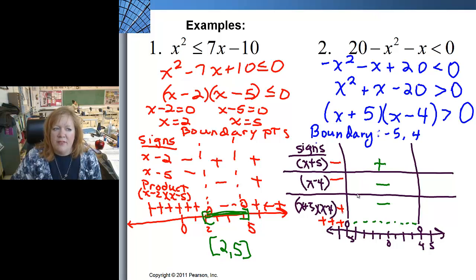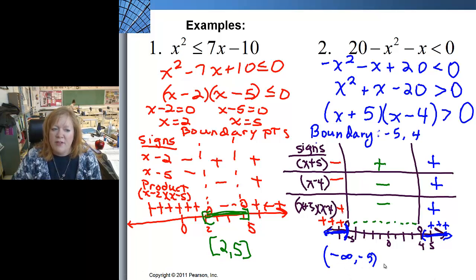Put in a 5. 5 plus 5 is positive. 5 minus 4 is positive. Positive times a positive is a positive, so it's going to be a positive from 4 on up. Look back at our problem. We want where it's strictly greater than 0, which would mean the blue pluses and the red pluses are our solution set. So it goes from -5 down to -infinity and from 4 to +infinity. We would write that in interval notation as -infinity up to -5 union 4 to +infinity.